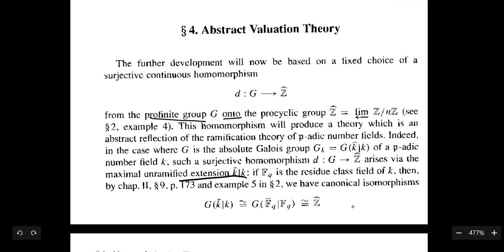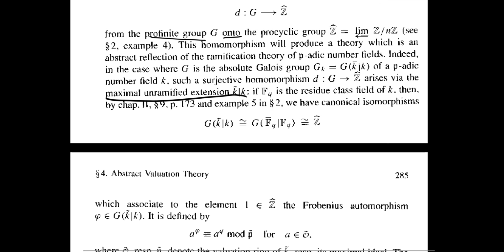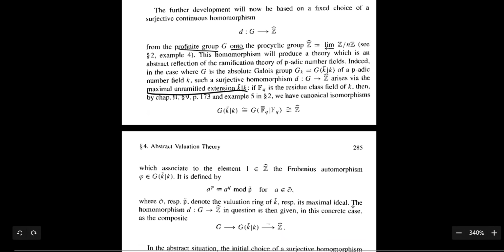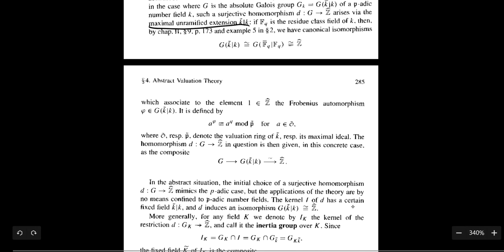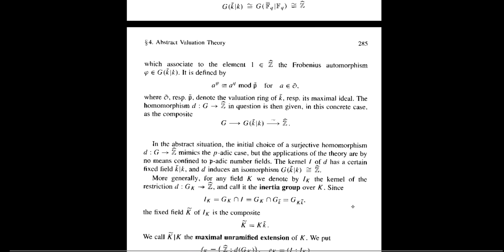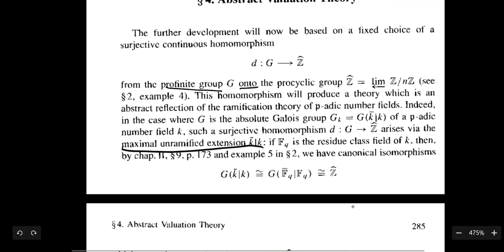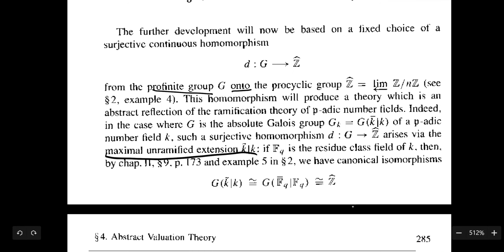So let's notice the notation. For the maximal unramified extension, he used, I think, a tilde here. It's not K-bar, it's tilde, because K-bar is usually used for the separable closure or algebraic closure. So here you see this is K-bar, the absolute Galois group. But here is tilde. This is the maximal unramified extension with this notation.